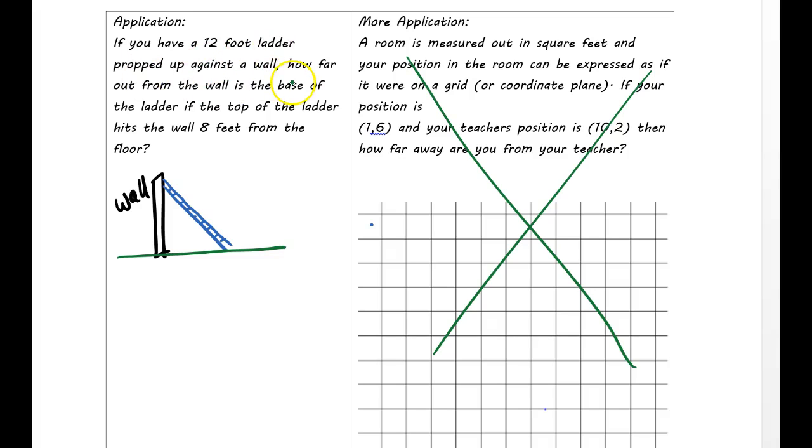A ladder's propped up against a wall, and it tells me the ladder is 12 feet long. So I'm going to label the ladder with a 12. It's asking how far out from the wall is the base of the ladder, so it wants to know how far it is from here to here. This is my question mark. If the top of the ladder hits the wall 8 feet from the floor, then the distance from where the ladder hits the wall to the floor is 8.